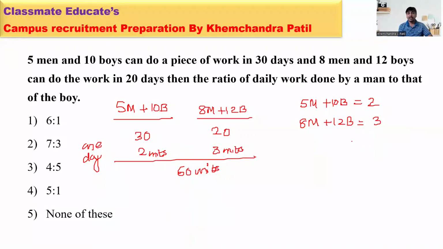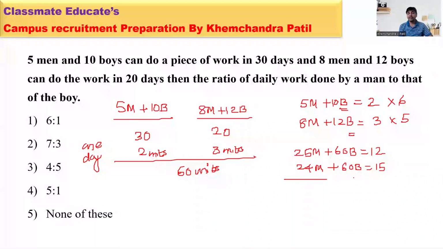We have to solve these equations, and you have a habit of solving simultaneous equations. So I will multiply this by 6 and this by 5 to equate the coefficient of b. So I will get 25m plus 60b is equal to 12, and here 24m plus 60b is equal to 15. If you simplify this, you are multiplying this by 4, so this is 40, so this is 15m, and here by 6, so this is 30. So this is 10m is equal to 3. So m is equal to 3 by 10. I am ignoring the negative sign from both sides.